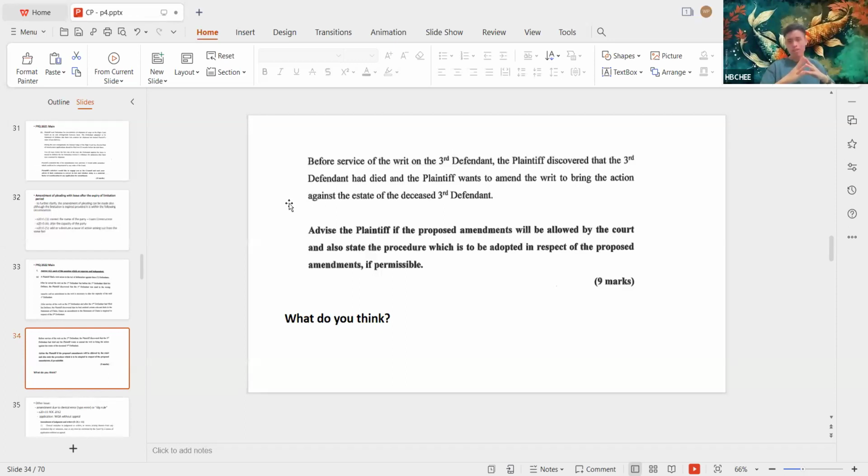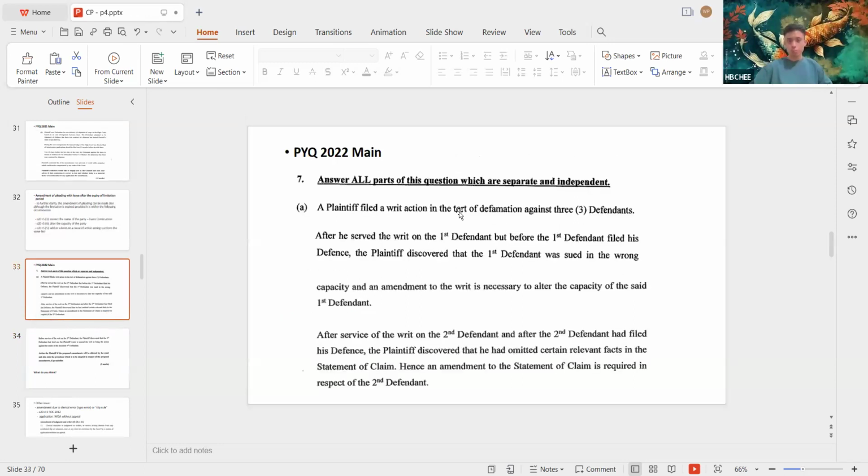Okay, because to be honest, last year when I was practicing for this paper, I was a bit panicked, and I almost wanted to put it can be amended by using Order 15(6). But when you see the cause of action, it's defamation. This is the tricky part. He never tells you, he just tells you in a very short sentence. But if you are panicked enough, you'll be trapped.